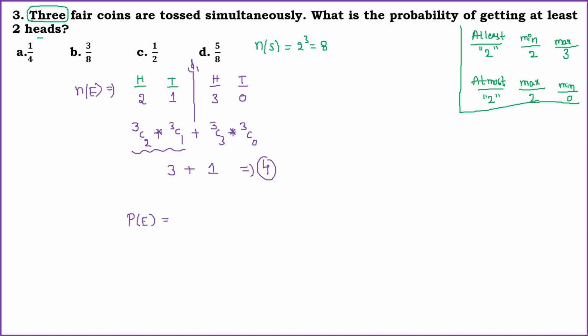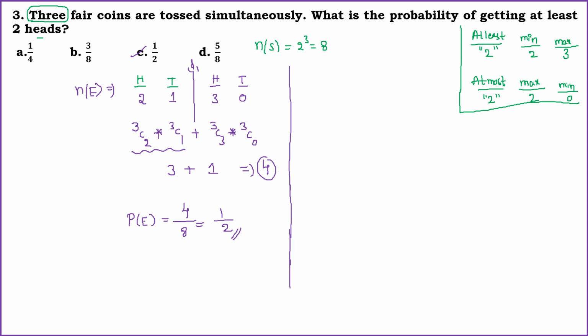P of E is the probability of occurring an event. P of E is equal to 4 by 8, which is 1 by 2. Option C is the right one. I hope it is clear.